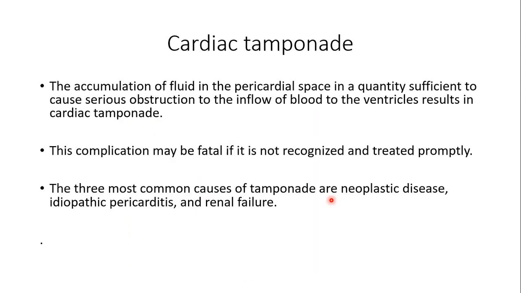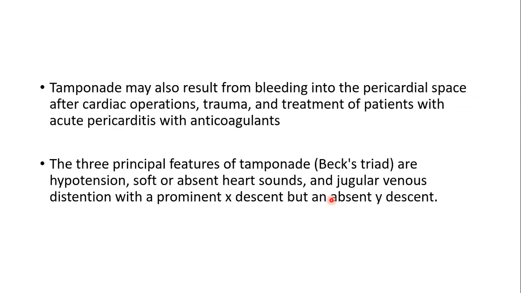Okay, so to cardiac tamponade now, which is the accumulation of fluid in the pericardial space in a quantity sufficient to cause serious obstruction to the inflow of blood to the ventricles, and results in cardiac tamponade. And this complication may be fatal if it is not recognized and promptly treated. And there are three common causes of cardiac tamponade: neoplastic diseases, idiopathic pericarditis, and renal failure.